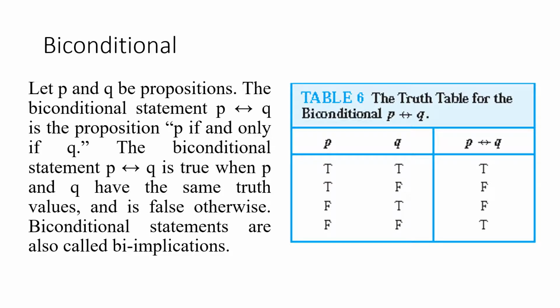There are also other common ways to express the biconditional statement. You could have P is necessary and sufficient for Q. You could have if P then Q and conversely. Another common way of writing the biconditional statement is P iff Q. If you have this symbol, it can be read as P if and only if Q.